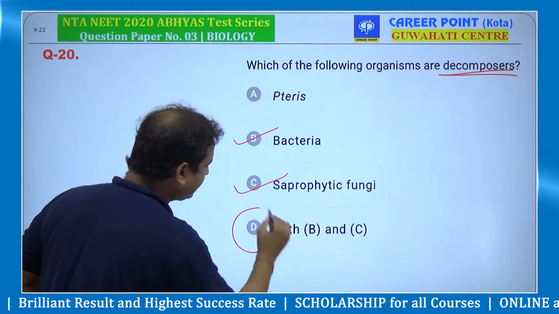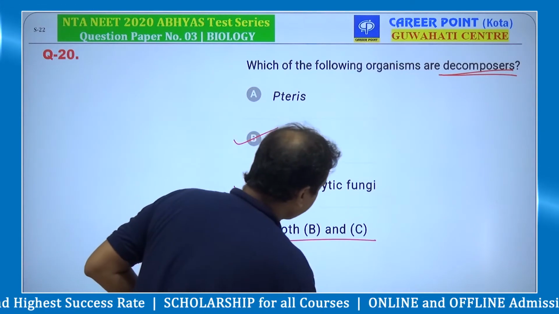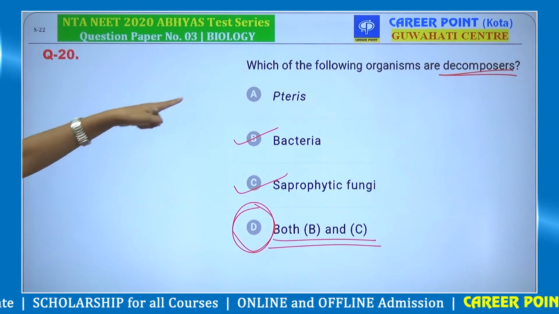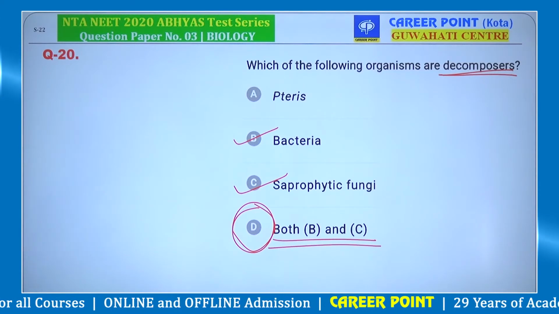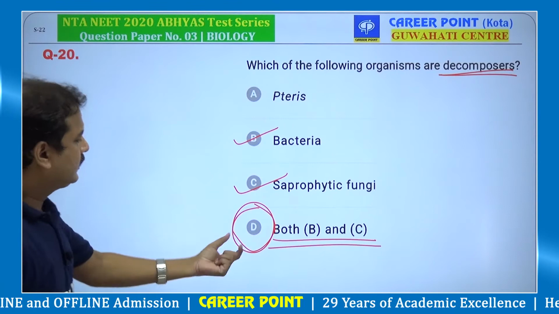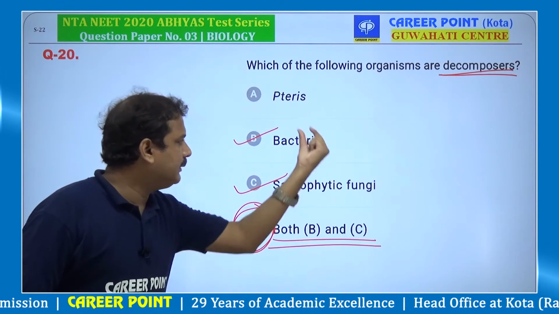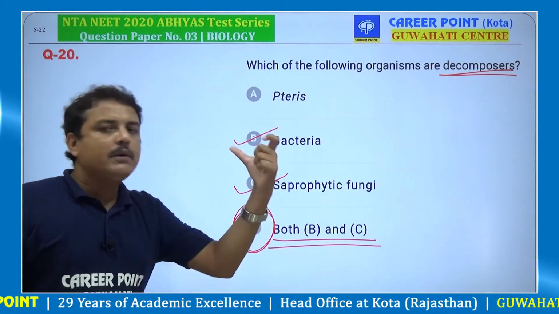So the answer here is D, both B and C. So the answer to this question, which of the following organisms are decomposers, is D: both B and C, bacteria and saprophytic fungi.